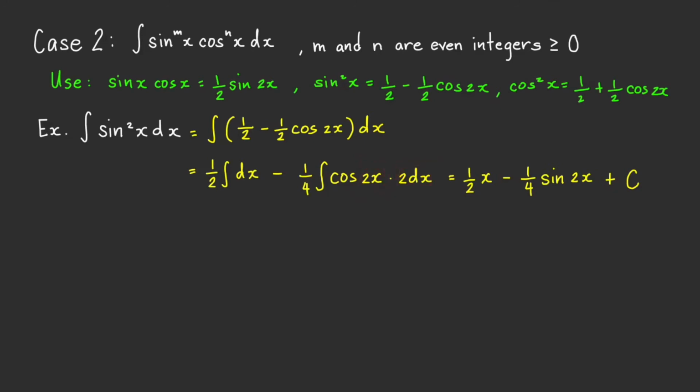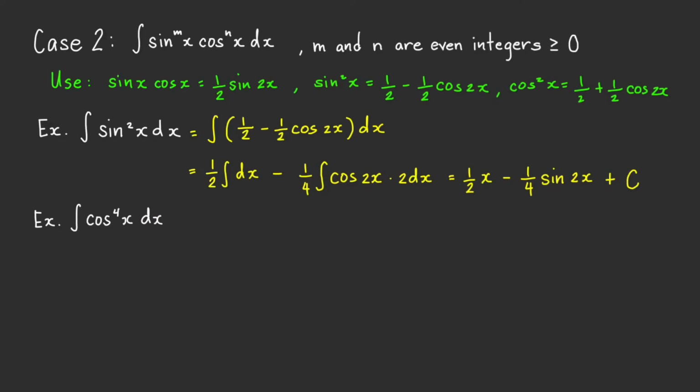Now, the original integral here is the integral of 1/2 cosine 2x. So to make this integral equal to the integral of 1/2 cosine 2x, we need to multiply by 1/4. So 1/4 times 2 is equal to 1/2. So this is now in the form integral of cosine u du. So the value of this integral is sine u. Sine u, where u is equal to 2x. So therefore, the integral is equal to 1/2 x minus 1/4 sine 2x plus c.